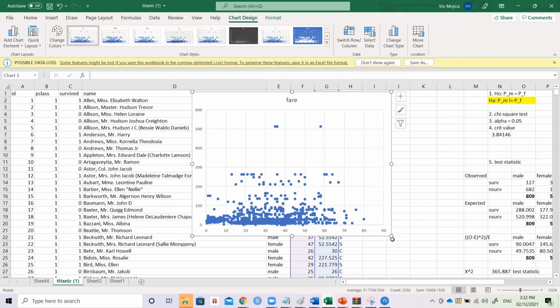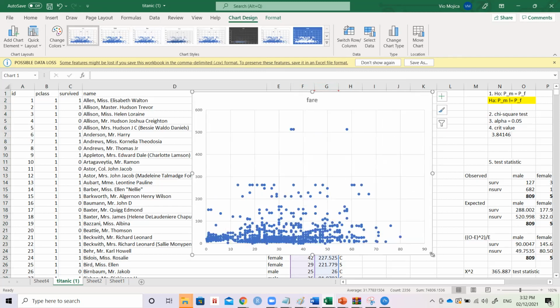Medyo madumi siya. But what can you observe? Is there a pattern? X-axis is age, y-axis is fair. Do older people tend to pay more? Or do younger people tend to pay more? Can you see any pattern or is there no pattern? So anyone, visual assessment. Fair and age. Palagay nyo. Sige, kahit paki-chat na lang kung ayaw magsalita.